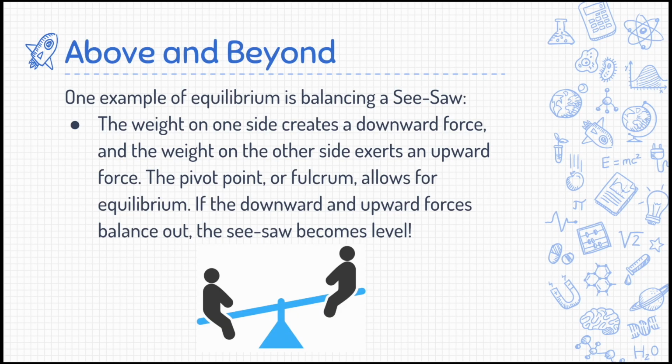There are many examples in everyday life where we see equilibrium due to three forces. But the example that I want to focus on is the balancing of a seesaw. The weight on one side creates a downward force. The weight on the other side exerts an upward force. The pivot point, or the fulcrum, allows for equilibrium if the weights balance. And that is how the seesaw becomes level.